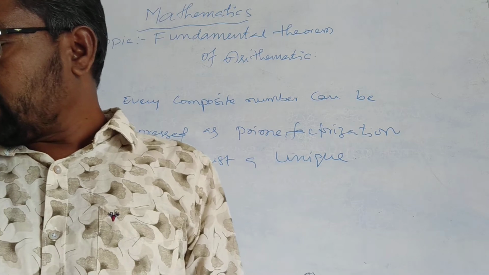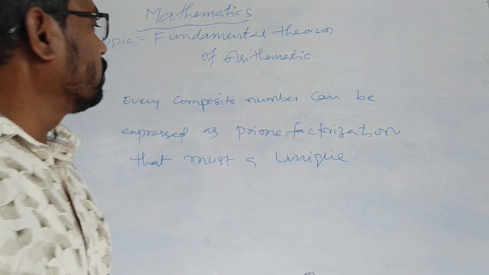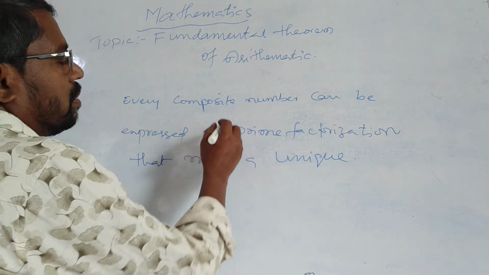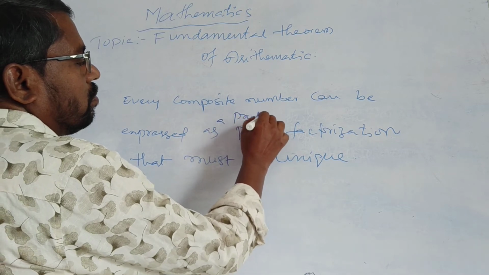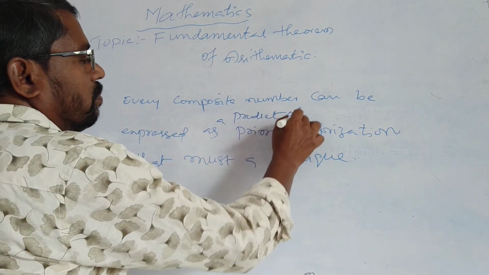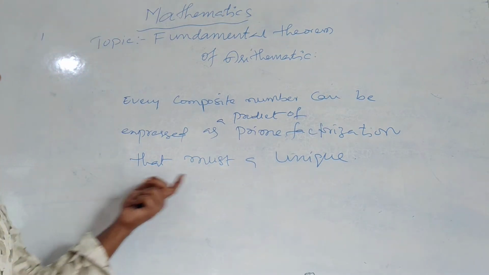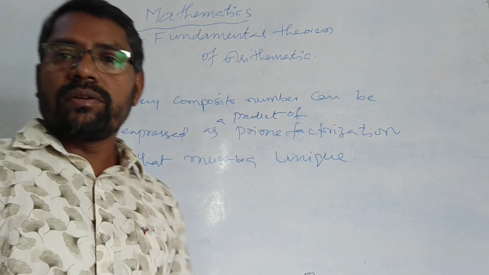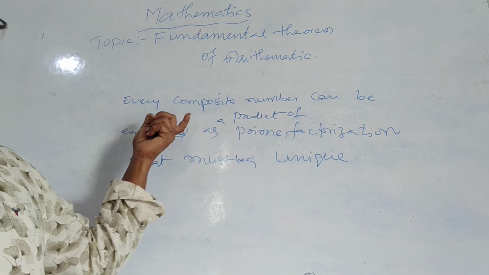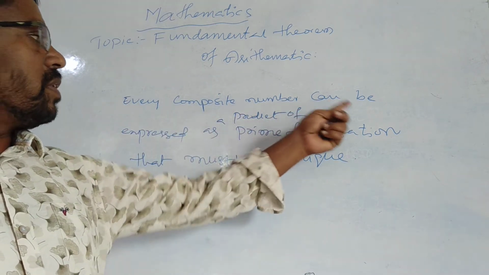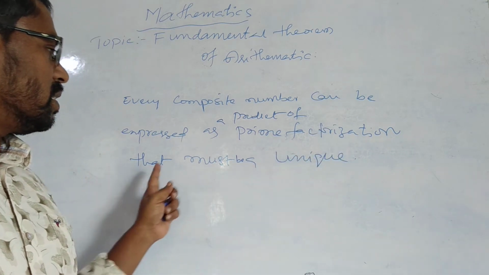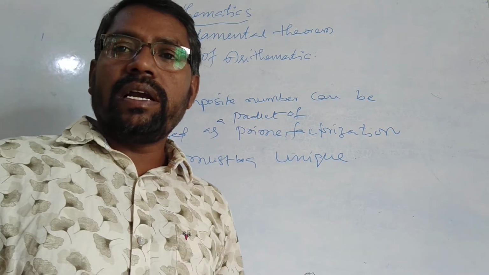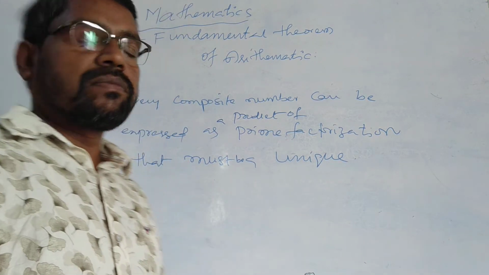Children, once again we are going to repeat that every composite number can be expressed as a product of prime factorization, and that must be unique. This statement is called the fundamental theorem of arithmetic. Now we are going to discuss some examples.